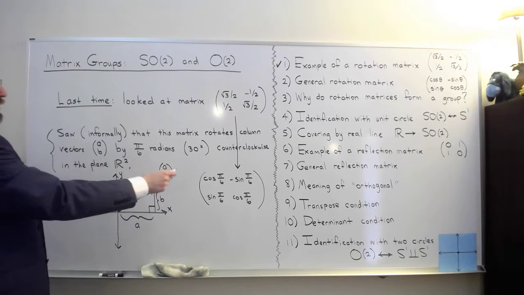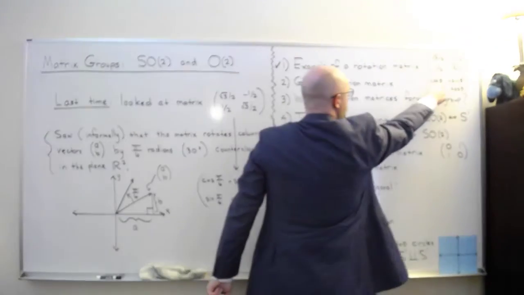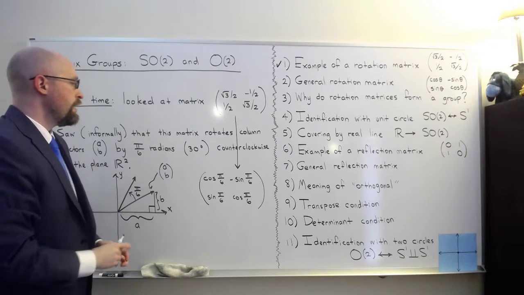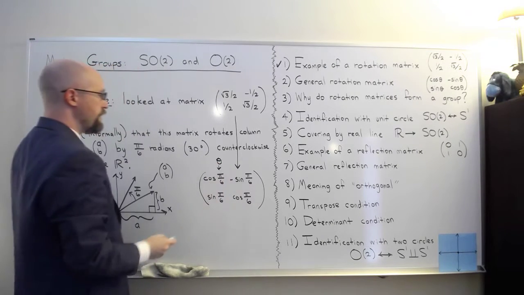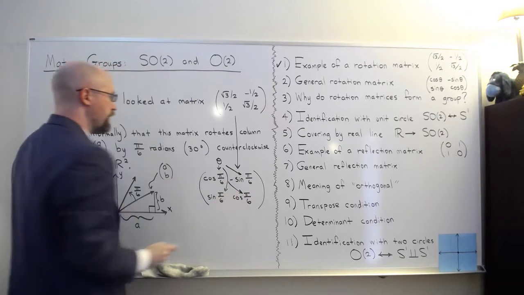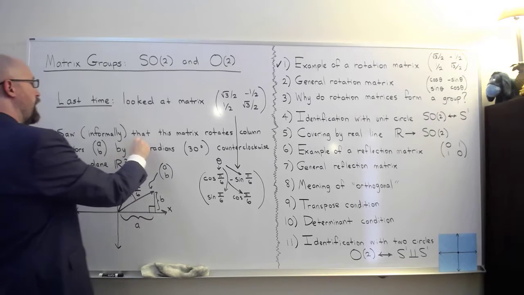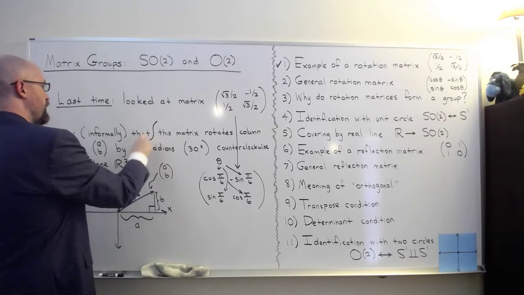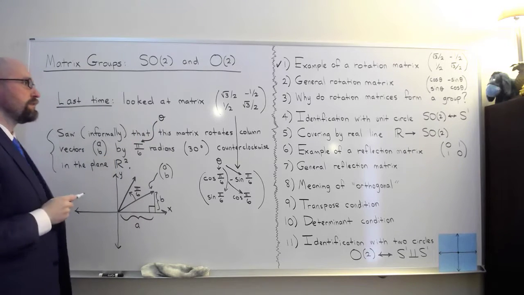And so what we're going to see is that if I take any angle, which I'm going to call theta, and I put it in there for this pi over 6, if I take any angle and I put it in there, there, and there, and there, then this will do the same thing, except now it will rotate by theta radians instead of just pi over 6 radians.